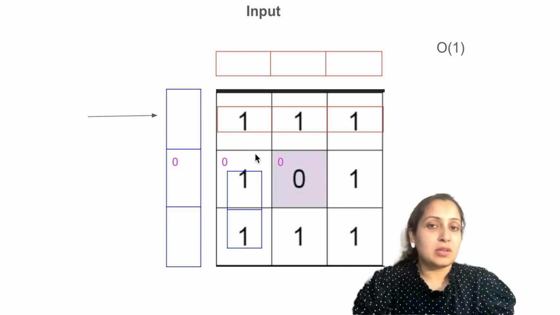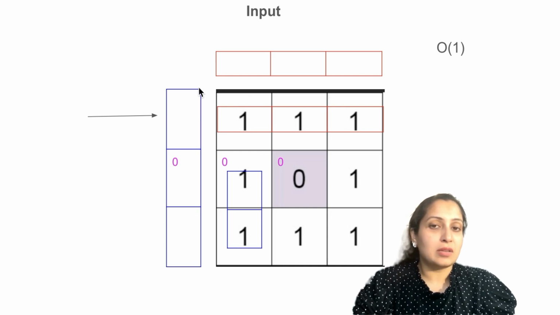But we can use cell 00 to track the 0th column, whether to update it with 0 or not. So that's the only difference. Even though you're using one cell to track whether to update the 0th column with zeros or not, it's just one cell, so it's still O of 1 space complexity.